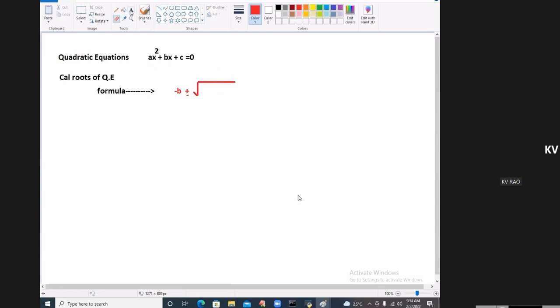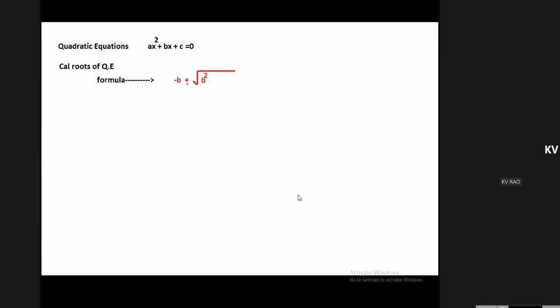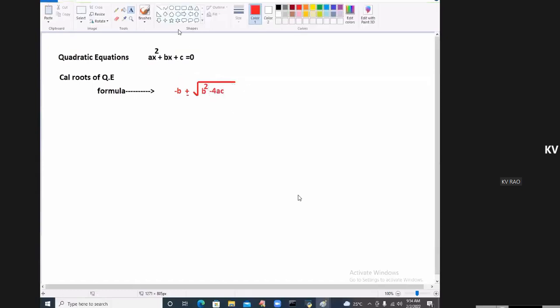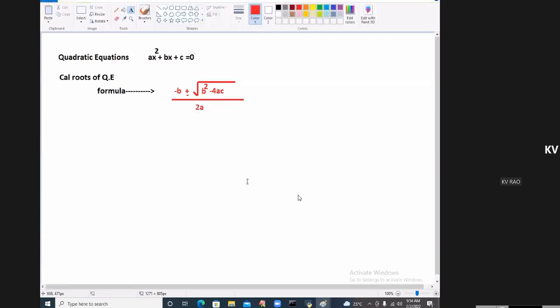Dear students, just for a minute you listen, because in every moment I want to tell you the purpose of it. B square minus 4ac. I just want to give you clarity on b square minus 4ac, the whole divided by 2a. I will tell you this program in my class also. Right now, don't worry. Here, if you look at this part, this part is called what? Discriminant. Square root of b square minus 4ac is called the discriminant.